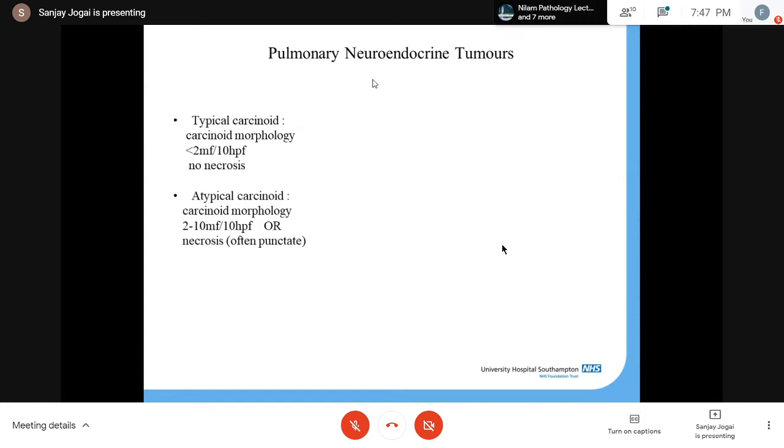It is the mitotic count and the presence or absence of necrosis. So for typical carcinoid, you tend to have less than 2 mitotic figures per 10 high-power fields. You don't see any necrosis. With atypical, the mitotic count is between 2 to 10. And you can get necrosis. Now this necrosis is very important in atypical carcinoids in the sense you don't always see it as large areas of geographic necrosis the way you see it in large cell neuroendocrine carcinoma. It's usually punctate. You might have to hunt. So careful sampling of the tumor is very important.